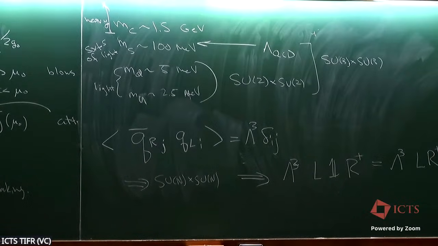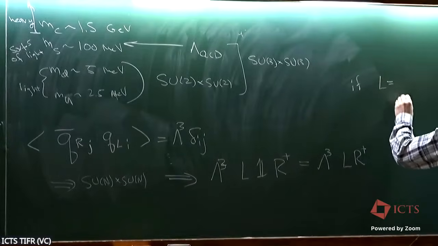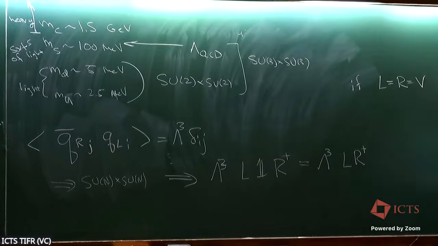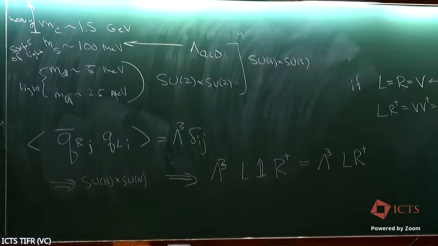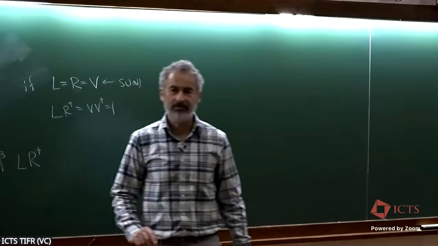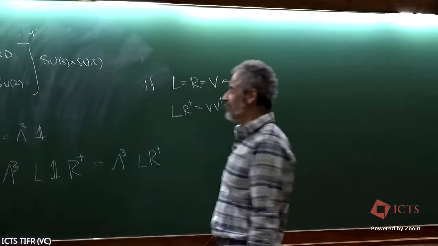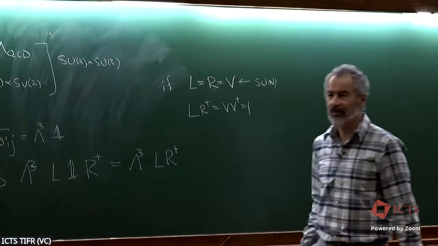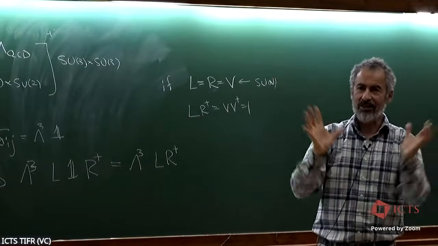So what part of SUN cross SUN is broken? Well, notice that if L equals R equals V, which, these are SUN matrices, so I lock them together, then in this case L R dagger is equal to V V dagger equals 1, and I haven't changed the ground state at all. So in this matrix language, this is lambda cubed times the unit matrix. So I get back the unit matrix. And so there's an SUN subgroup where the left and right are locked together, which is unbroken.